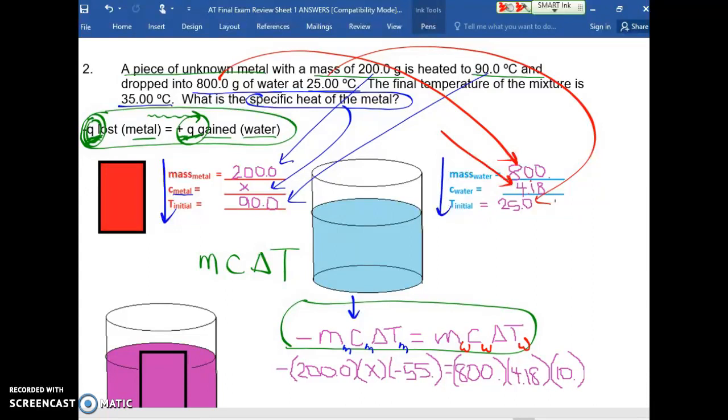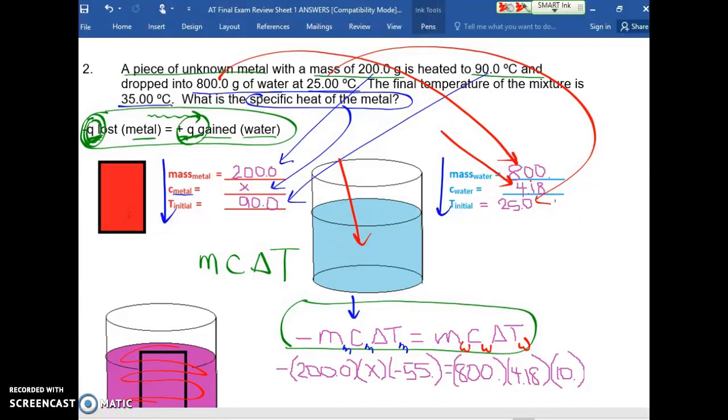Now notice here, I need to figure out the change in temperature. When you take this body and you put it into water, there's going to be a flow of energy out of the metal into the water until the temperature is equal throughout.